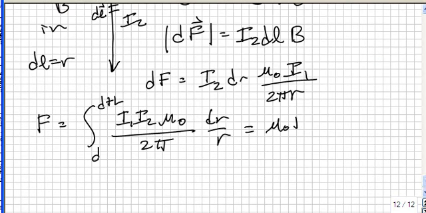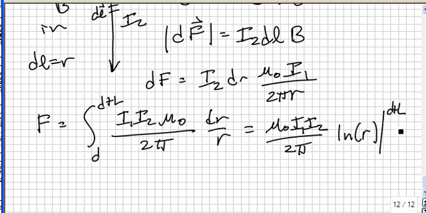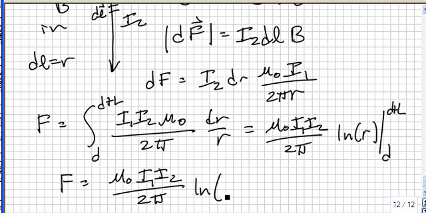Rewrite the constants, mu naught I1, I2 over 2 pi. Now the integral of dr over r is pretty straightforward. It's just the natural log of r. And this is now evaluated from d to d plus L. Okay, so now we can figure out what the net force is. Just mu naught I1, I2 over 2 pi. It'll be natural log of d plus L minus natural log of d, and just using the relationship that log A minus log B is equal to log of A over B, I can write down the force like this.